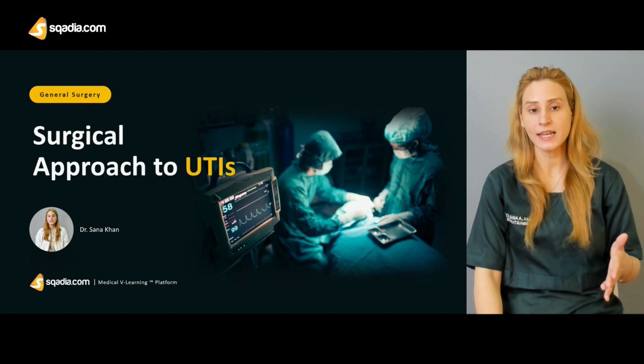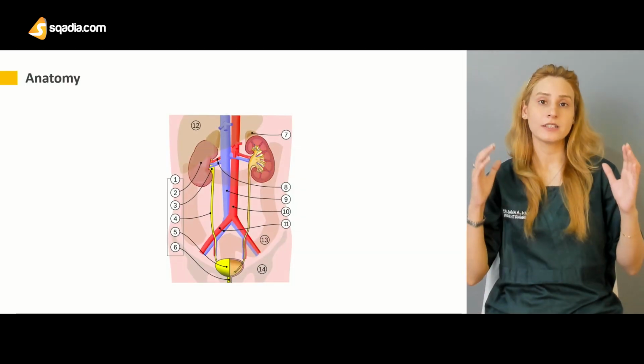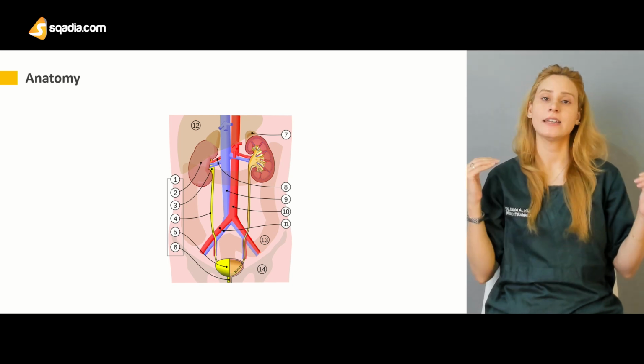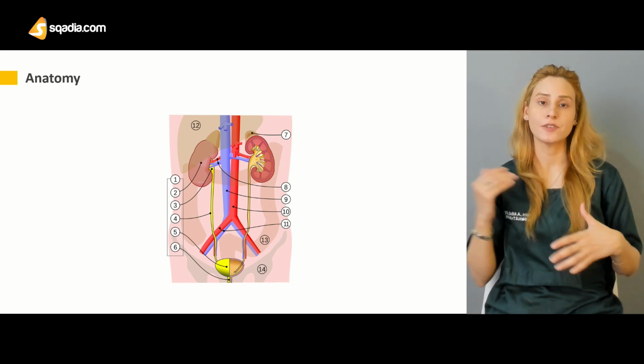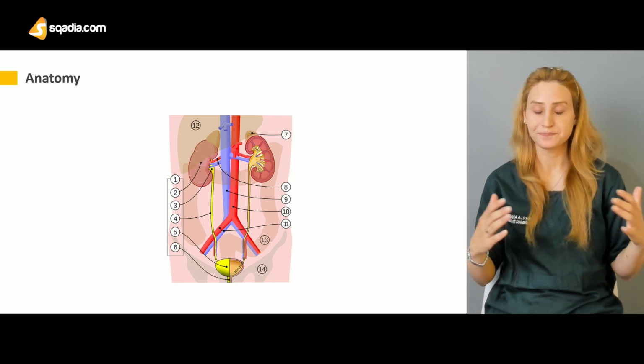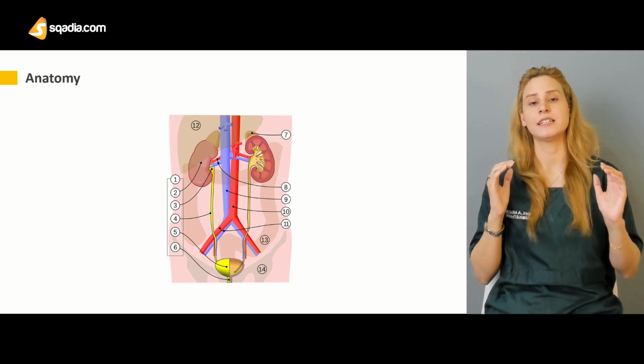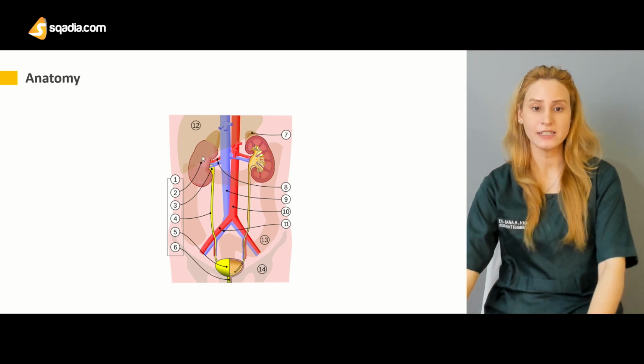Now, before going into the details of urinary tract infections, their etiology, signs and symptoms, we're going to go back and look at the anatomy of the urinary tract. We have the upper urinary tract and the lower urinary tract. The upper urinary tract includes the kidneys, the renal pelvis, the hilum of the kidneys, and then the ureters. Right here, there is a diagram coming on your screen.